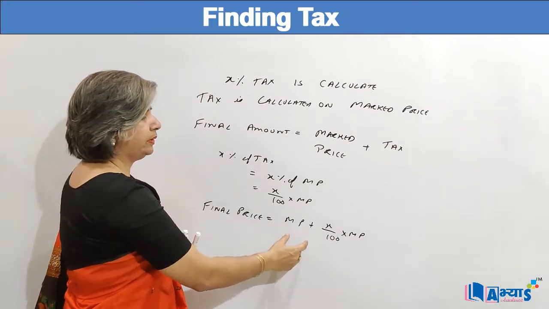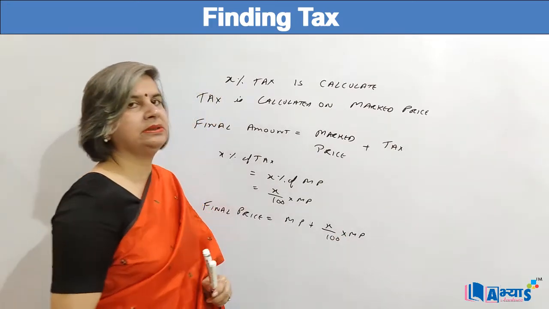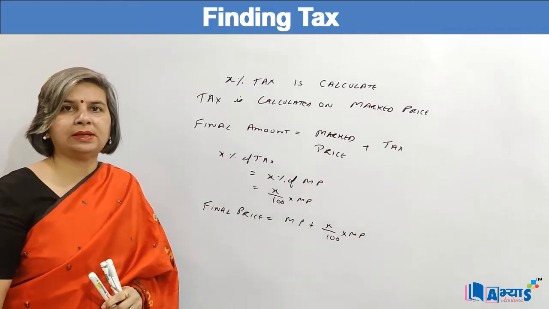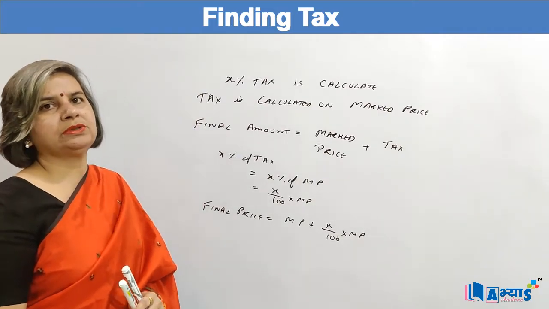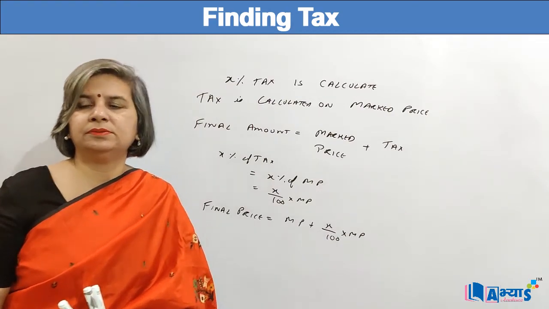MP is the mark price of that article, plus X upon 100 into mark price is the tax that we are paying on that article, which the shopkeeper will deposit in the government department. So this is how tax can be calculated.